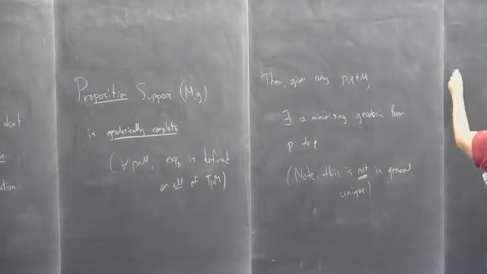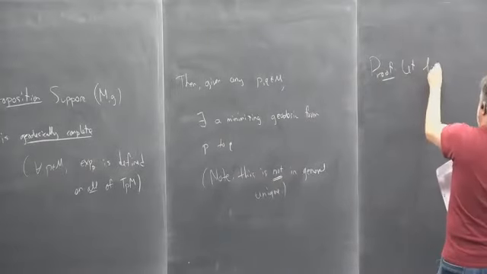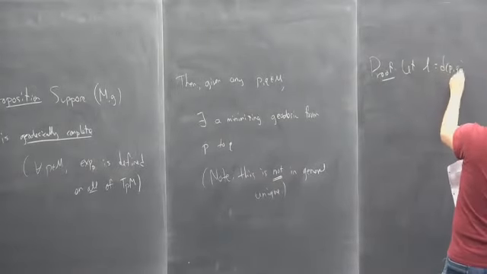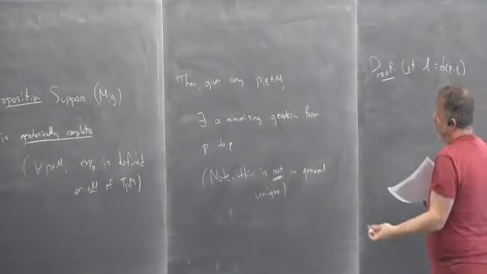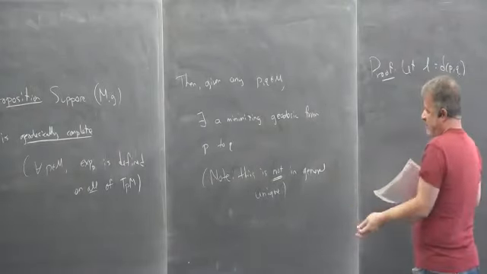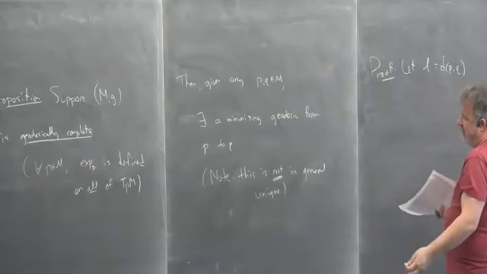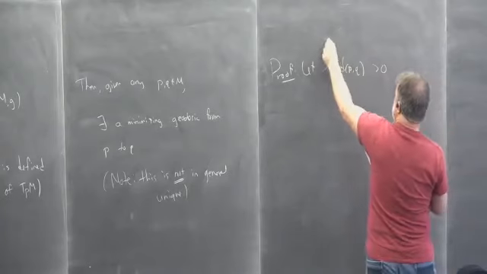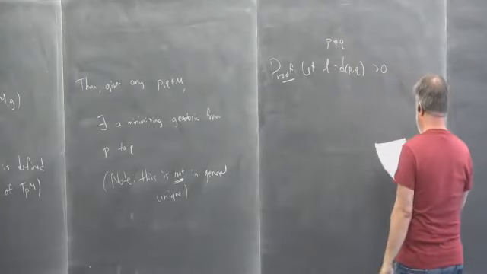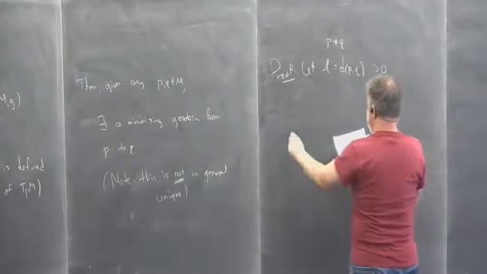Okay, let's prove this. Let L be the distance from P to Q. We might as well assume that P is not equal to Q, because if P equals Q, the constant curve is a geodesic joining P to Q, and there's nothing to do. So L is some positive number.